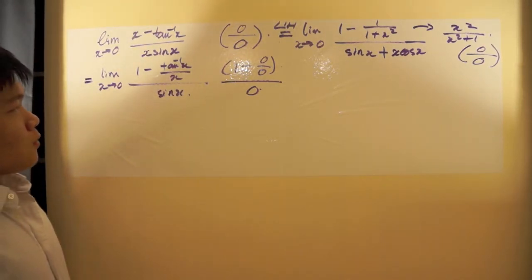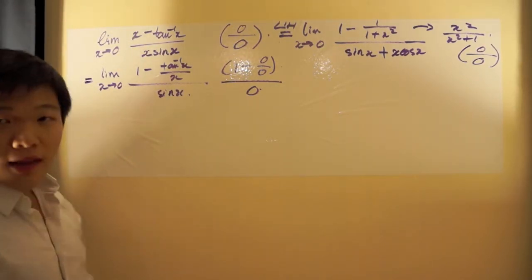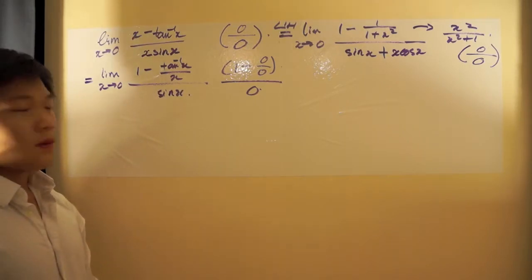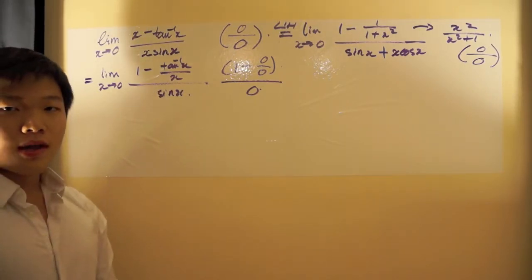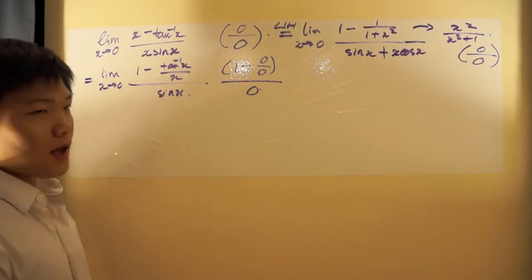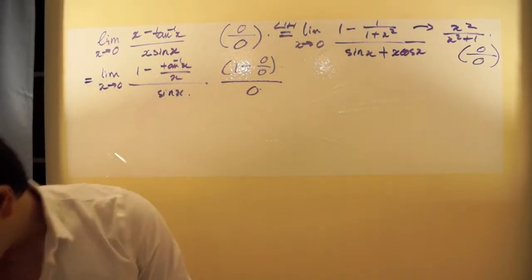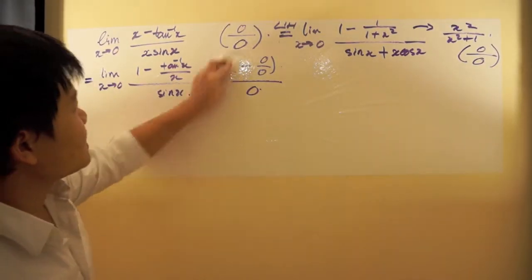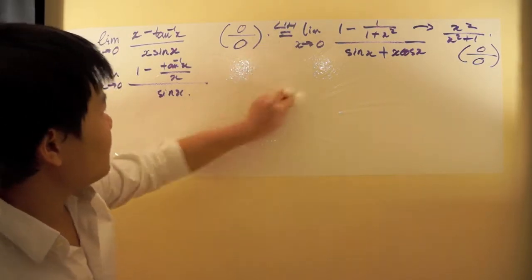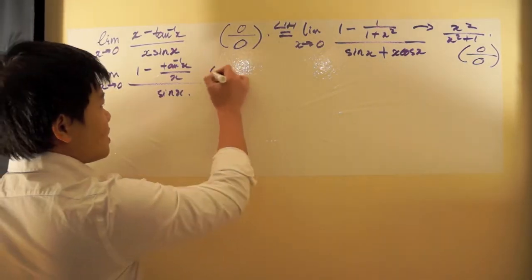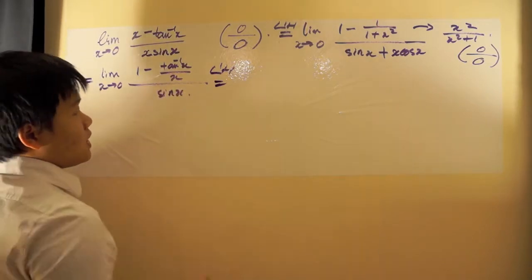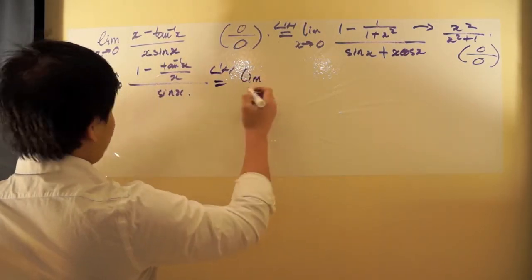So what does that mean? It means that we can apply L'Hopital's rule for this new transformation. So let's go ahead and do that and see what we can get out of this. Let's just erase this part. So we apply this L'Hopital's rule for this new ratio that we just have here.